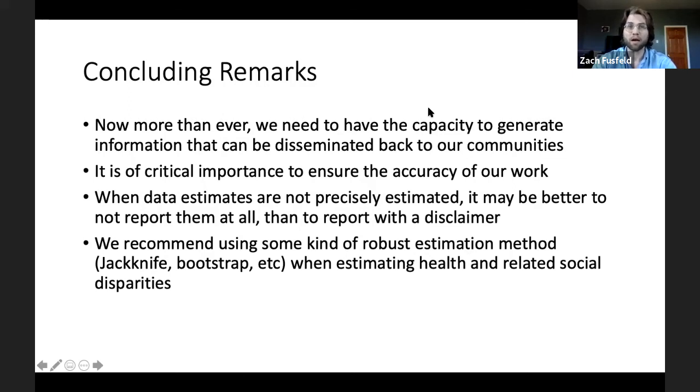And so I would recommend, to avoid a false sense of security in the accuracy of estimates, using some kind of robust estimation, whether it's jackknife resampling, bootstrap resampling, or some other robust estimation method, of which there are many.